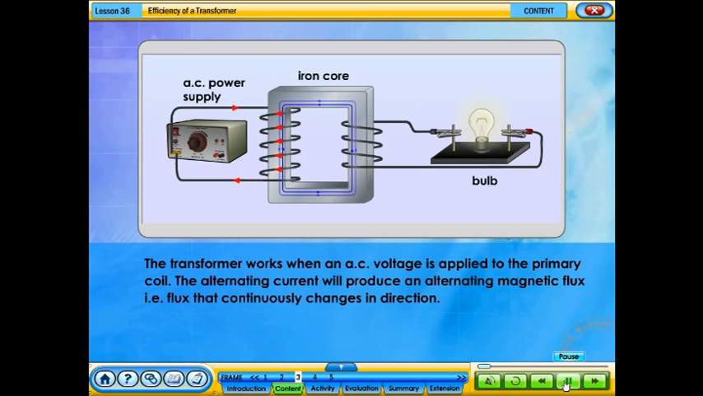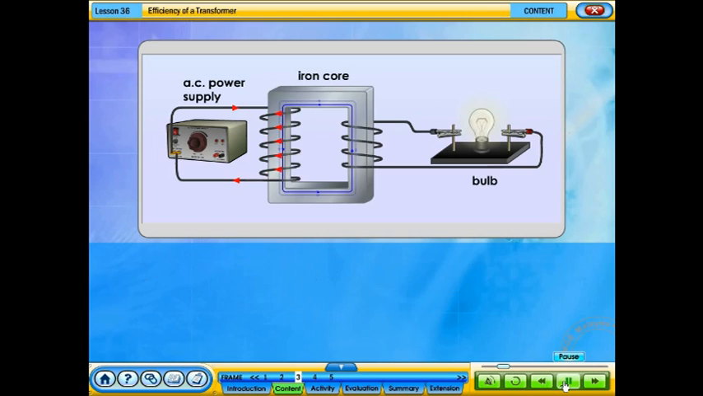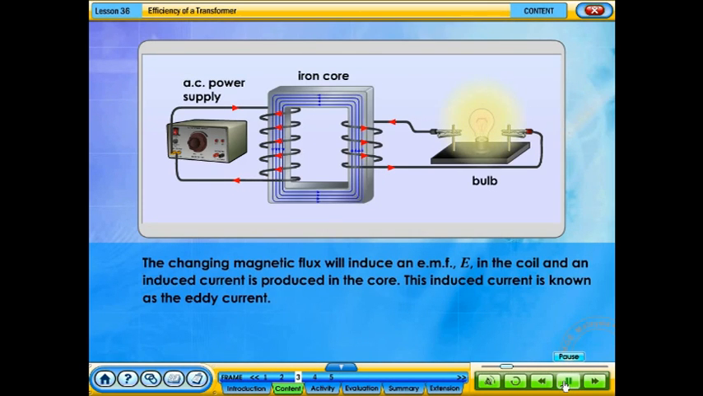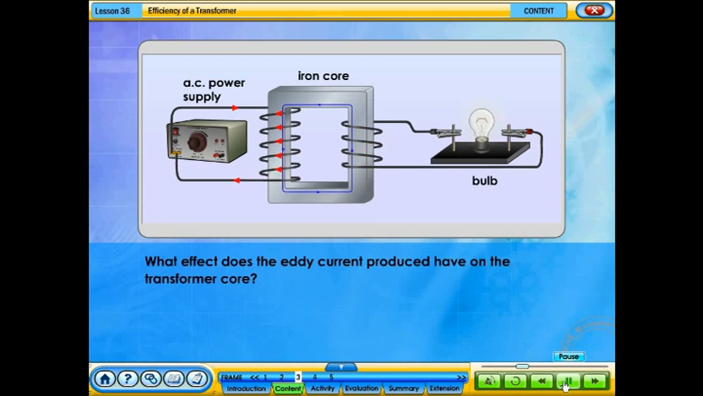The transformer works when an AC voltage is applied to the primary coil. The alternating current produces an alternating magnetic flux, that is, flux that continuously changes in direction. The changing magnetic flux will induce an EMF in the coil, and an induced current is produced in the core. This induced current is known as the eddy current. What effect does the eddy current produced have on the transformer core?